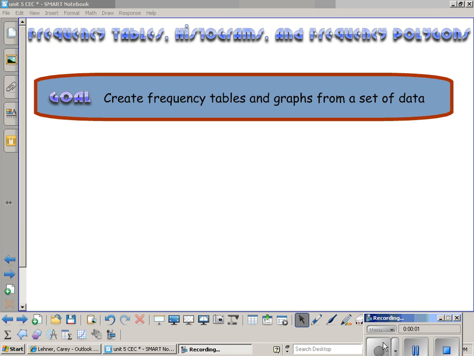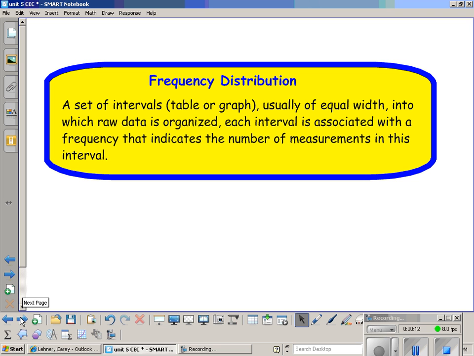In this lesson, we are going to look at frequency tables, histograms, and frequency polygons. Our goal is to create frequency tables and graphs from a set of data. A frequency distribution is a set of intervals, whether it's in table or graph form, usually of equal width, into which raw data is organized. Each interval is associated with a frequency that indicates the number of measurements in this interval.